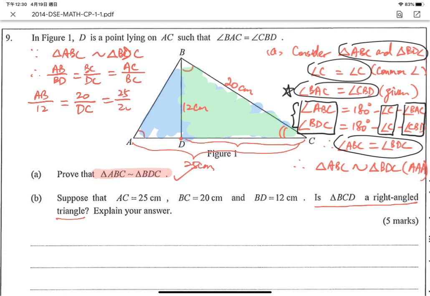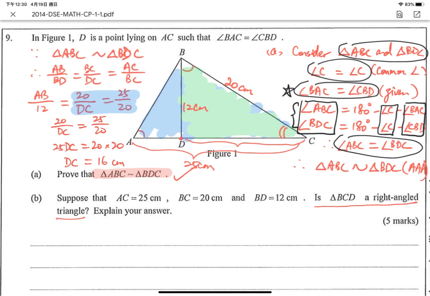BC is 20. So we focus on the last two ratios, this one and this one. Then we can find out the length of DC. So let me just copy it down. 20 over DC equals 25 over 20. So 25 DC equals 20 times 20. Therefore DC equals 400 over 25, which is 16 centimeter.